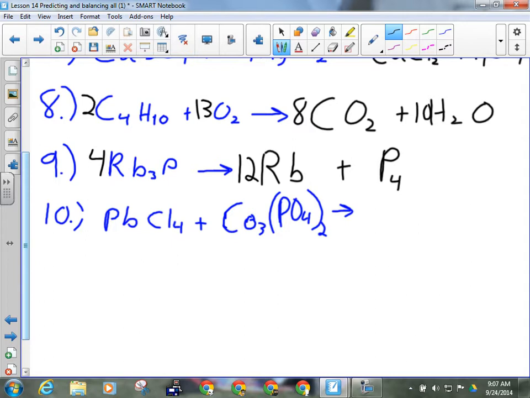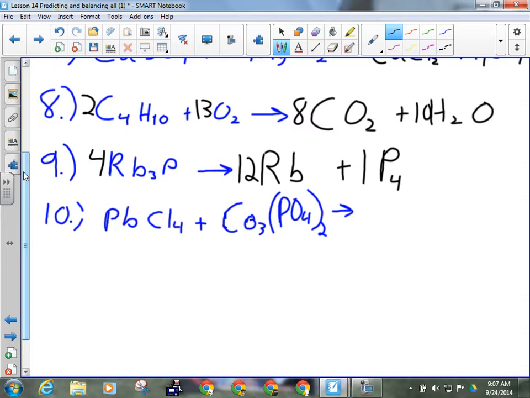Now, that said, if I could reduce all of the numbers, should I? Like if my numbers were 2, 4, 6, should I reduce those? Yes. Okay? Always reduce your balancing numbers to the lowest possible terms. In this case, they're already reduced because P4 was a 1. All right, and our last one.